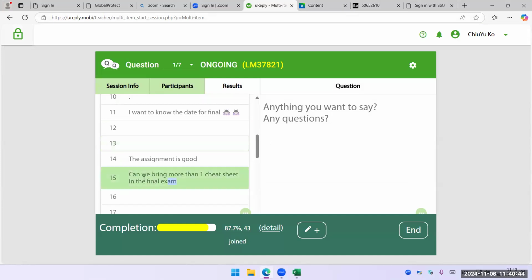Can we bring one cheat sheet? You can bring as many as you want. Any law-abiding article or paper will be fine, right? No pornography, anything legal can be brought. But do remember you can't share your notes. Bring your own set, whatever you can bring. I don't mind.